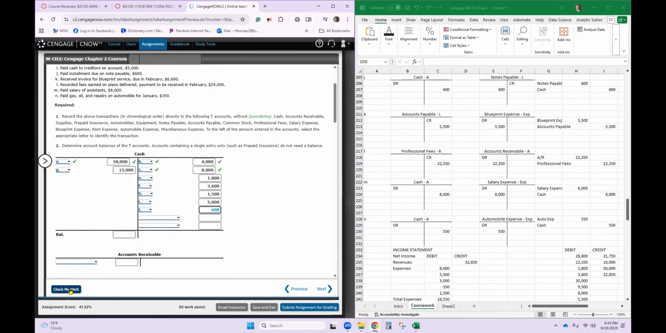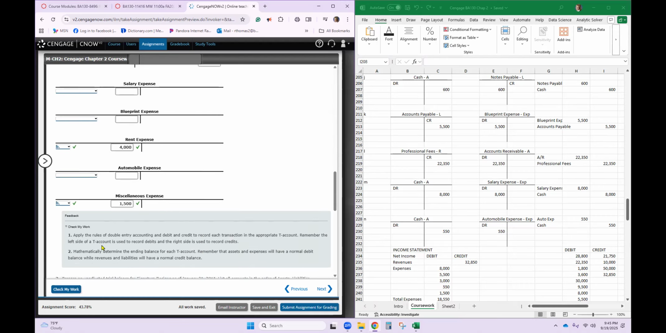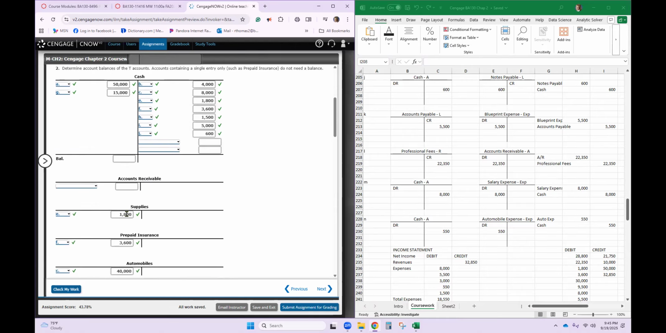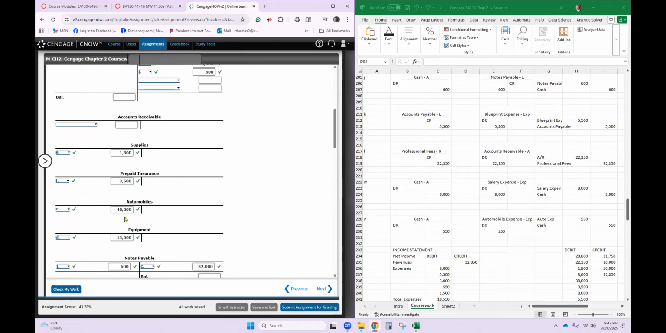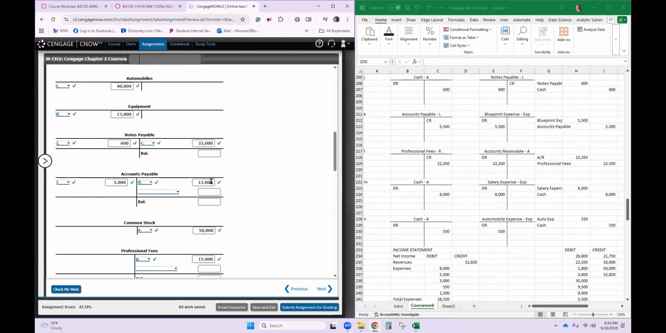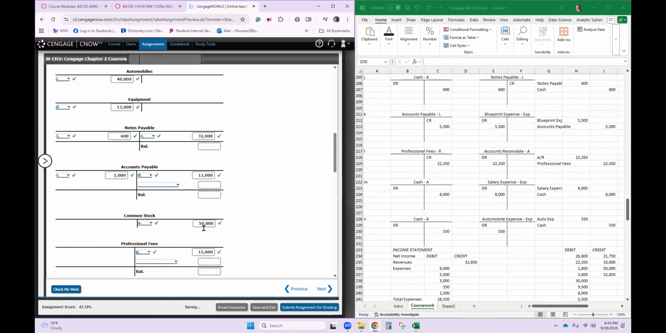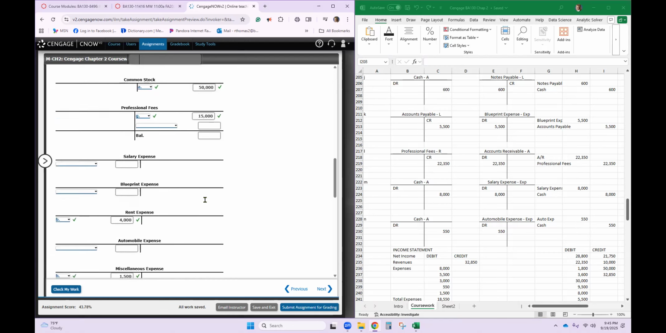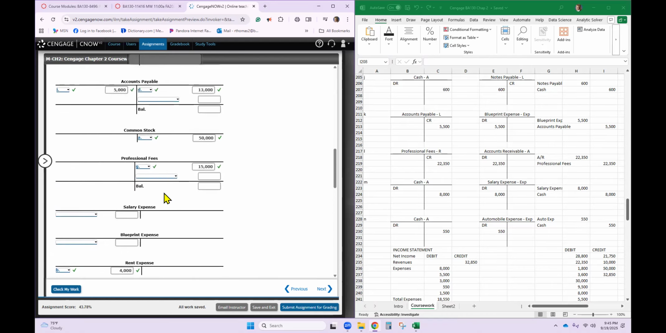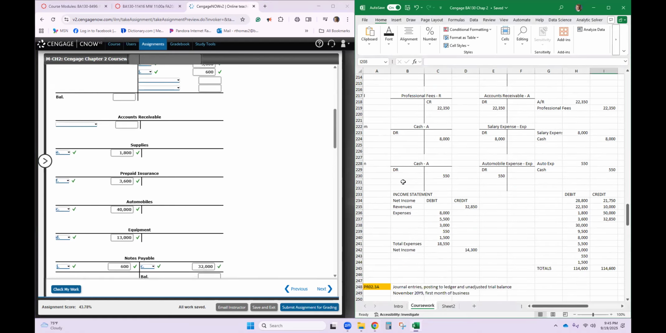Okay, let's check our work. So far you should have everything but 2 in cash. You should have a supplies. You should have 3,600 in prepaid insurance. You should have 40,000 in automobiles, 13,000 in equipment, 32,000 and a 600 in notes payable, 13,000 and a 5,000, 50,000, 15,000, a 4,000 rent, and a 1,500 miscellaneous. Okay, so we're ready to move on to K now.